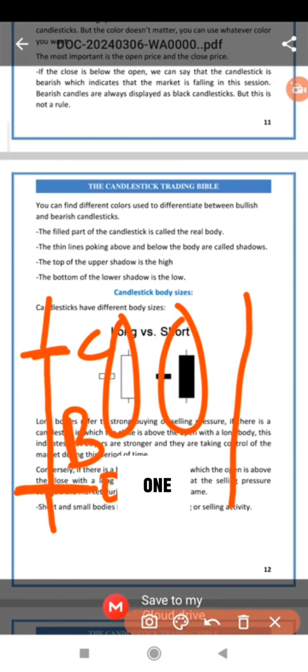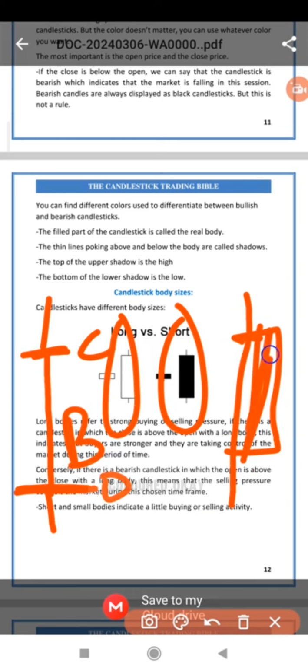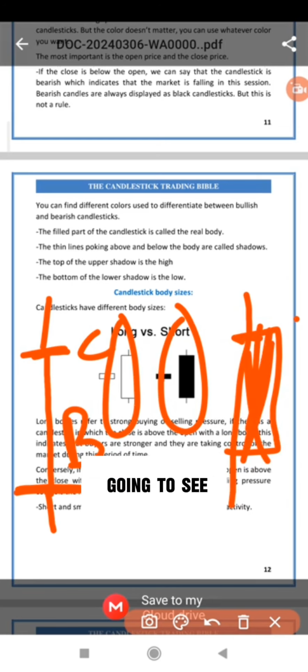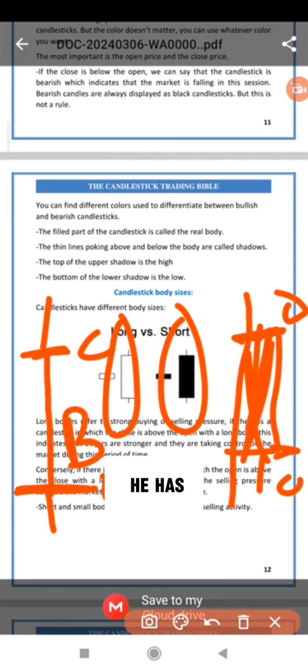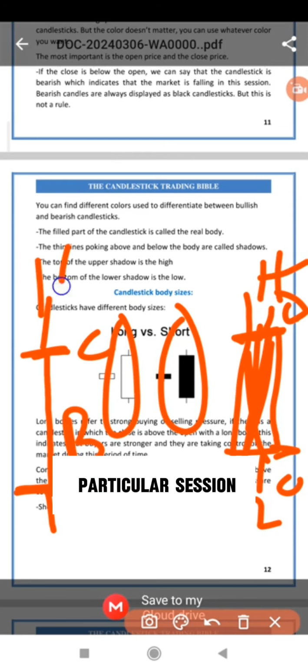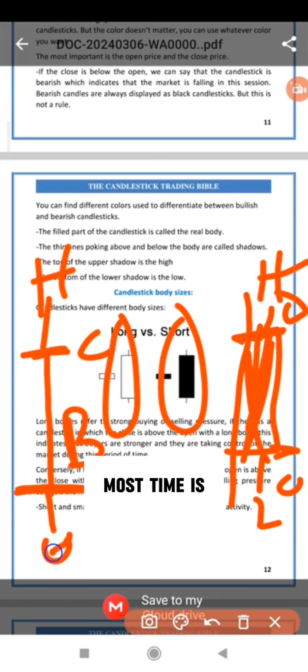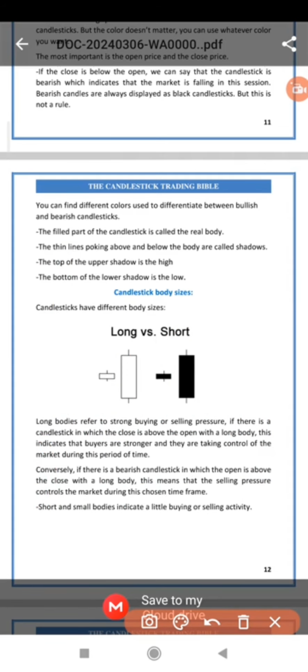Then the other one, where you see dark shadows, where this thing is colored. Here you are going to see it's going to open here, it's going to close here, then the same shadow it has. This is the lowest price got to at that particular session and the highest price got to at that particular session. So what changes most times is just the opening and the close. So when you understand that, it will be easier for you to grasp the concept.